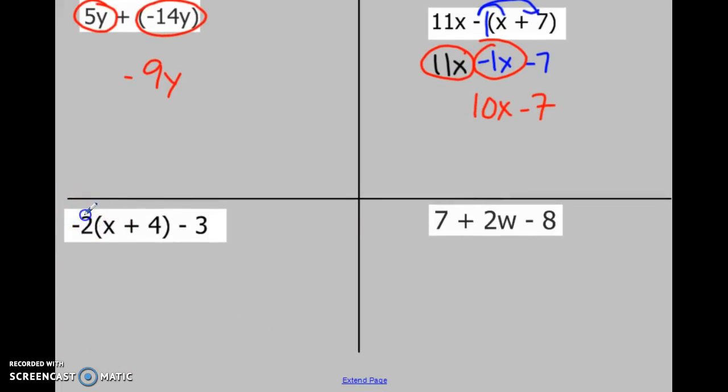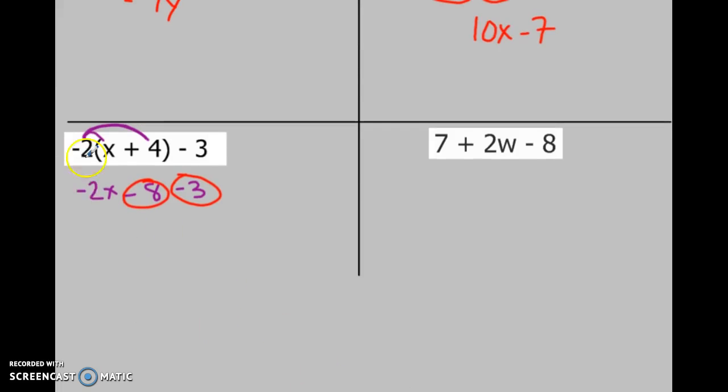Same thing down here. Let's distribute first. -2 times x is -2x. -2 times 4 is a -8. And then we just have that -3. So combining our like terms here, a -8 plus a -3 is going to give us -11. So we have -2x minus 11.